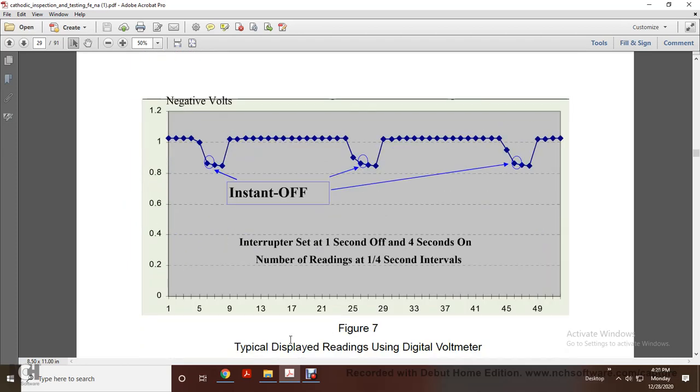Figure 7 shows the typical display readings of the digital voltmeter, negative volts, 0 to 1.2, with an interrupter cycle of 1 second off and 4 seconds on, and the number of readings in quarter second intervals.